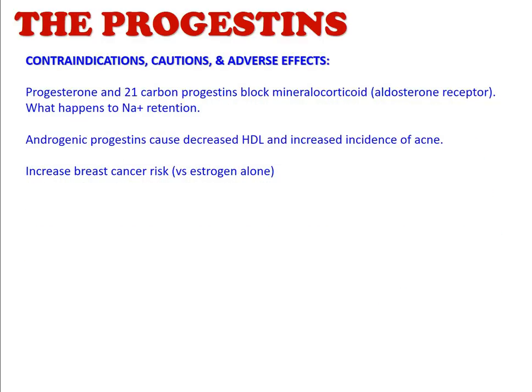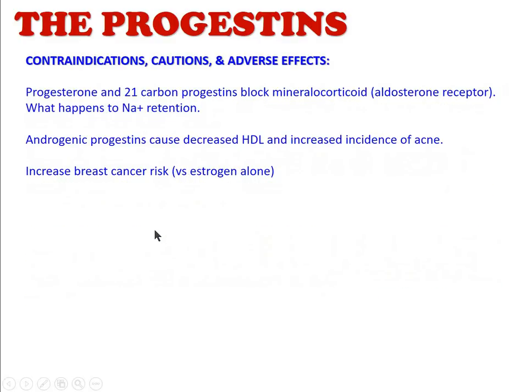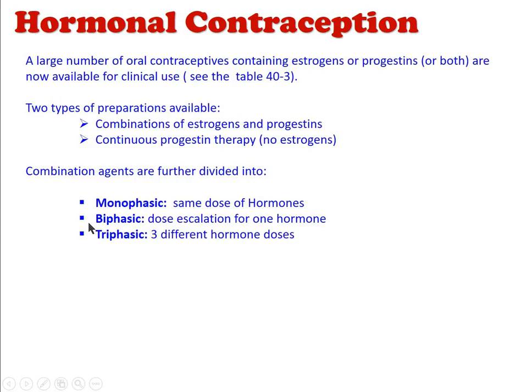Okay, contraindication. Basically, whatever is here, that's contraindication. It increases the breast cancer risk, but not when it's given with estrogen. Okay, and then we have contraception. So what are the contraceptions? Two types. They're the combination of estrogen and progesterone, or continuous progesterone therapy with no estrogen. And they could be given in monophasic, biphasic, and triphasic.